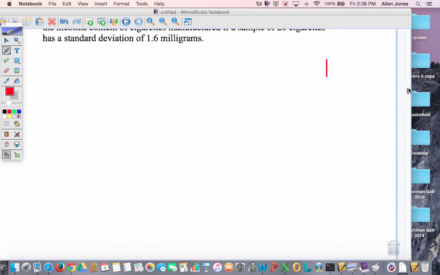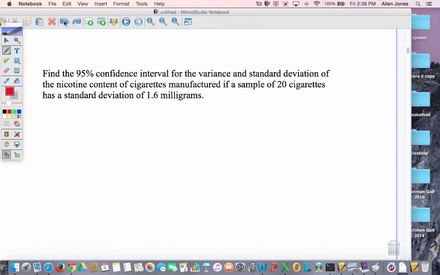One more time, just to make sure we're all on board here. Find the 95% confidence interval for the variance and standard deviation of the nicotine content in cigarettes manufactured with a sample of 20 that has a standard deviation of 1.6. So noting here, standard deviation, that is our S, we're finding our interval for variance and standard deviation, so both of them this time. And our sample size is 20. We're going to work with that.